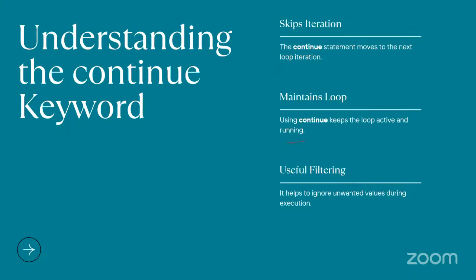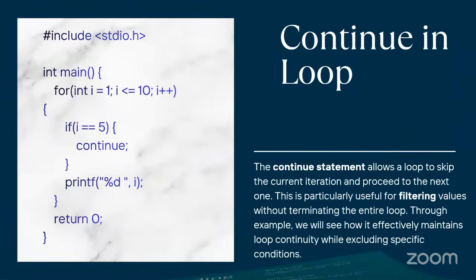It is just that that particular iteration will be skipped. It is helpful in ignoring unwanted values during execution. Right? And there may be some values that we don't want to process. So when such values come, you just continue. Right? As I just told you, this example will give you 1, 2, 3, 4, 6, 7, 8, 9, and 10. 5 will not be printed because you have moved on to the next iteration.